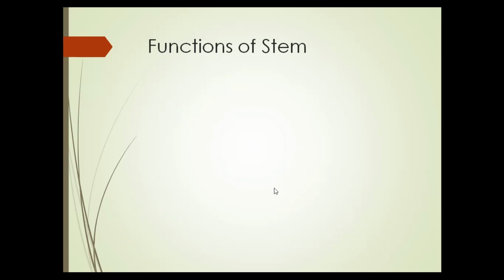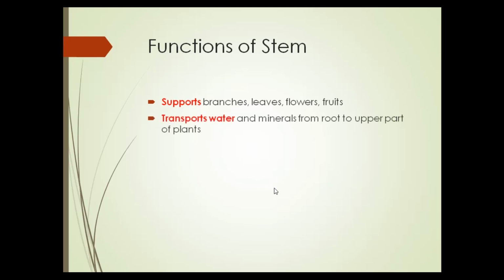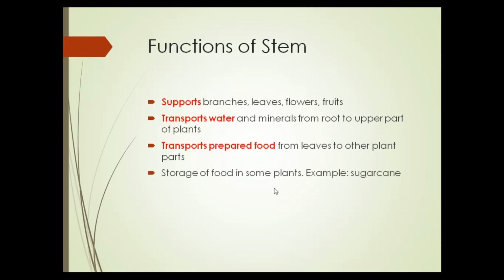Now, let us see the functions of the stem. The stem supports branches, leaves, flowers and fruits. It transports water and minerals from the root to the upper parts of the plant. It also transports the prepared food from the leaves to the other parts. It sometimes stores food in some plants, for example, sugarcane.